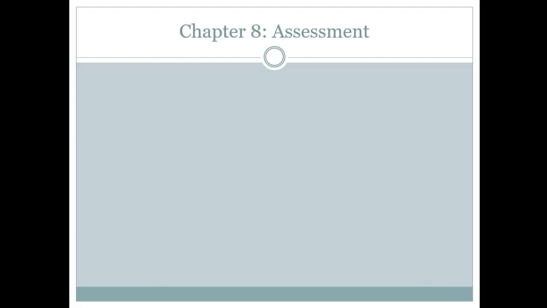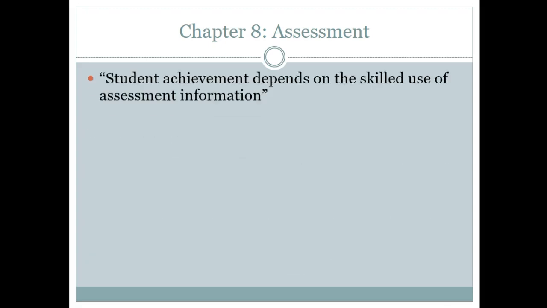So chapter 8 of this ELA-ELD framework goes over a few things that I want to draw your attention to. First, this quote I think is really telling of the shift that needs to be happening: student achievement depends on the skilled use of assessment information. So we want to be data rich and information rich, not just data rich and information poor, as I shared with you last week.